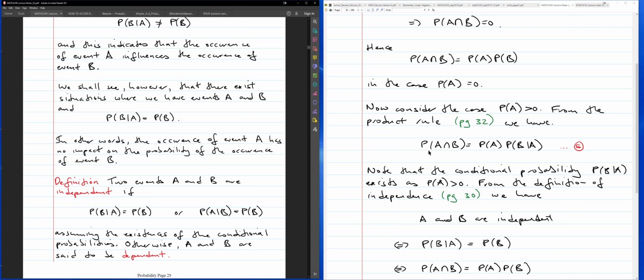One more time: I want to show probability of A intersect B is equal to probability of A times probability of B when A and B are independent. I just use my product rule over here. If A and B are independent, it means that probability of B given A is equal to probability of B, so I can replace probability of B given A by probability of B, in which case I get probability of A intersect B is equal to probability of A times probability of B.